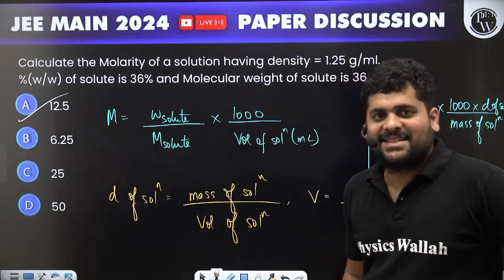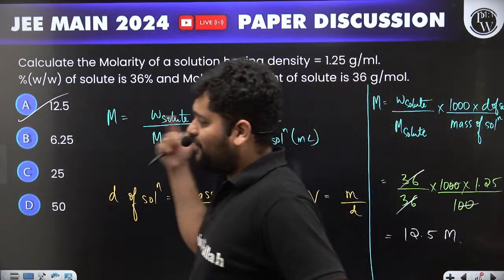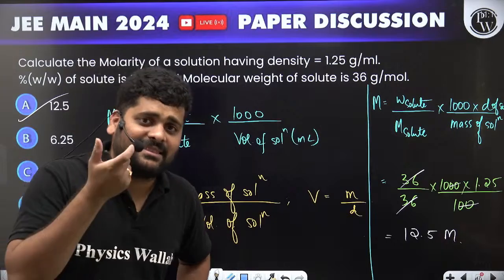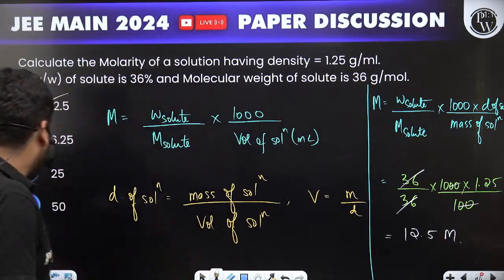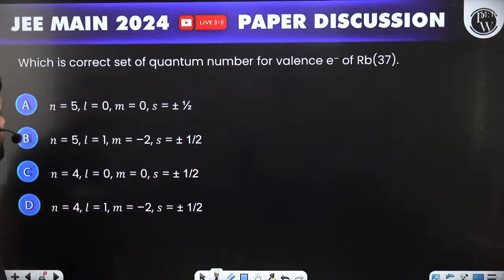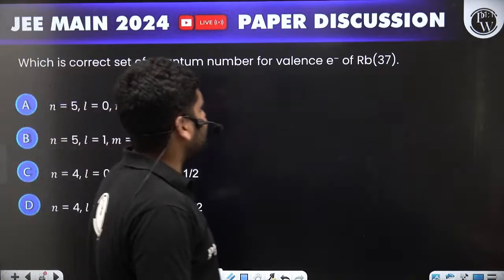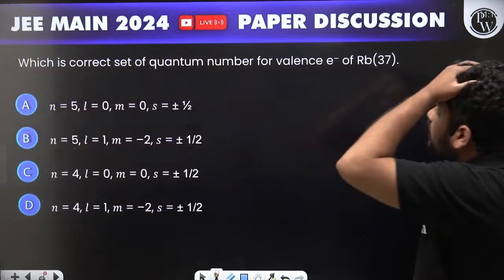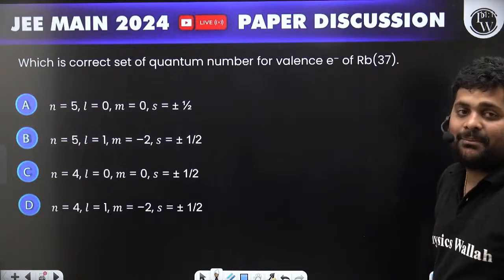Simple question, straightforward formula application. That's it, nothing else. Now, moving on to the next one. After this, we have: which is the correct set of quantum numbers for valence electrons of rubidium-37?